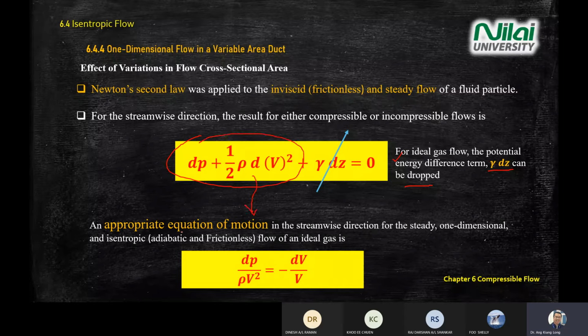We call it the approximate equation of motion. You can write it in this form: dp over rho v square equal to minus the change of velocity divided by velocity. Okay, you rewrite this Bernoulli equation, put it in the velocity ratio form, then you get this form.